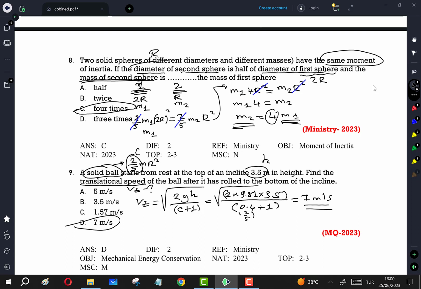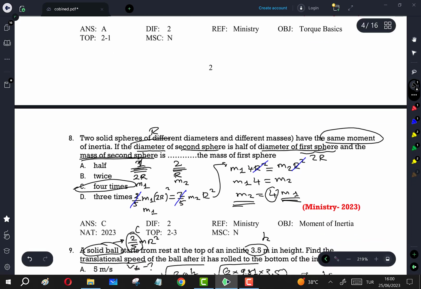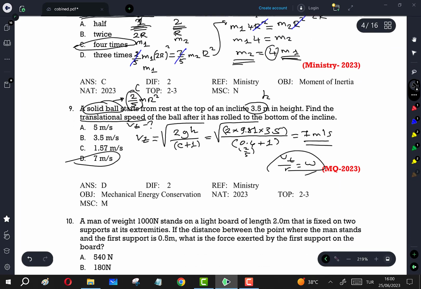After you calculate translational speed, when you divide it by r, you will calculate the angular speed. They asked this one, but this time they didn't ask angular speed, they asked the translational speed. Also, question number 8 is the first time asked such a question. Yes, 8. In fact, it's a kind of mathematics question.